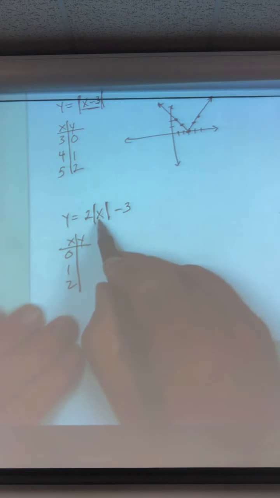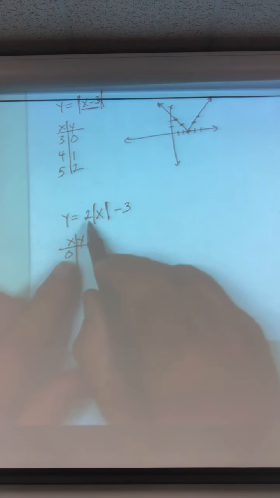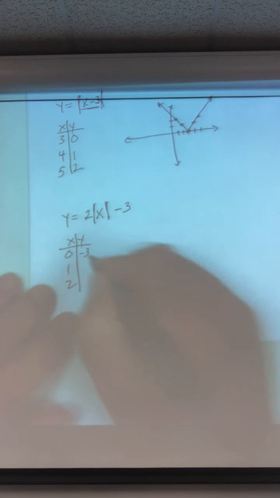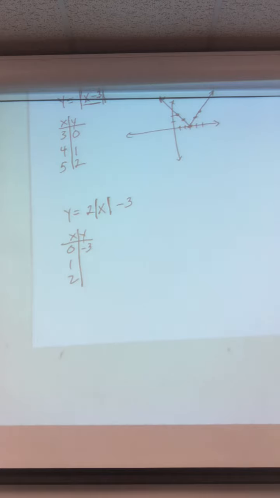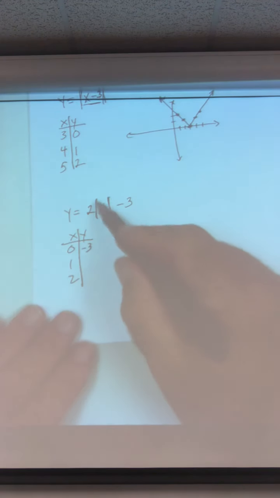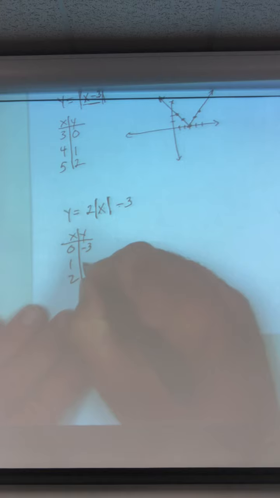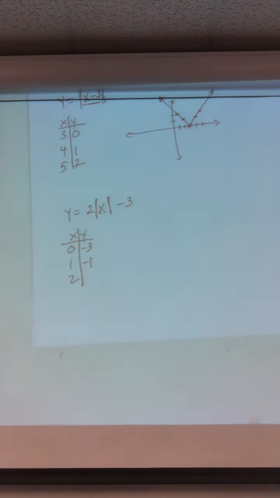What's the absolute value of 0? 0. Then you have to multiply. 0 times 2 is still 0, and 0 minus 3 is negative 3. Now let's plug in 1. Absolute value of 1 is 1. 1 times 2 is 2. And 2 minus 3 is negative 1.